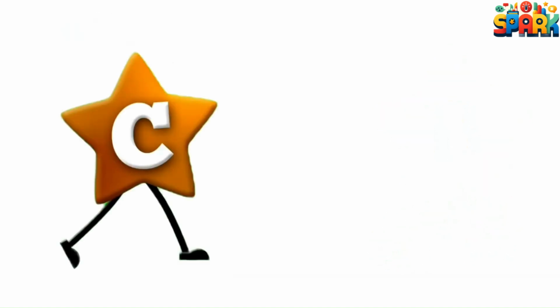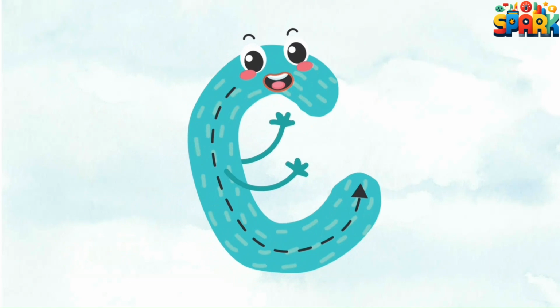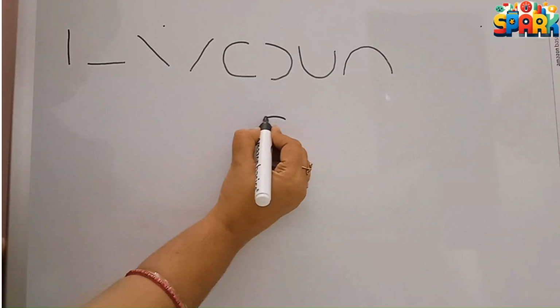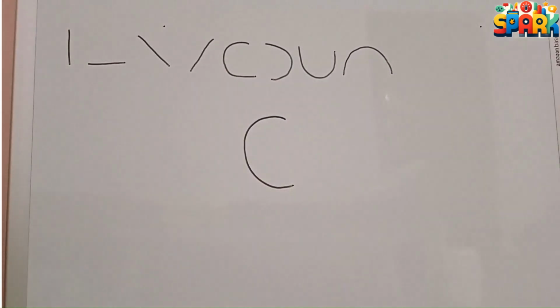Bye bye B. Now it's time for C. This is the letter C. Now we will trace it together. Tracing C is very simple. Just draw left-sided curve like this.